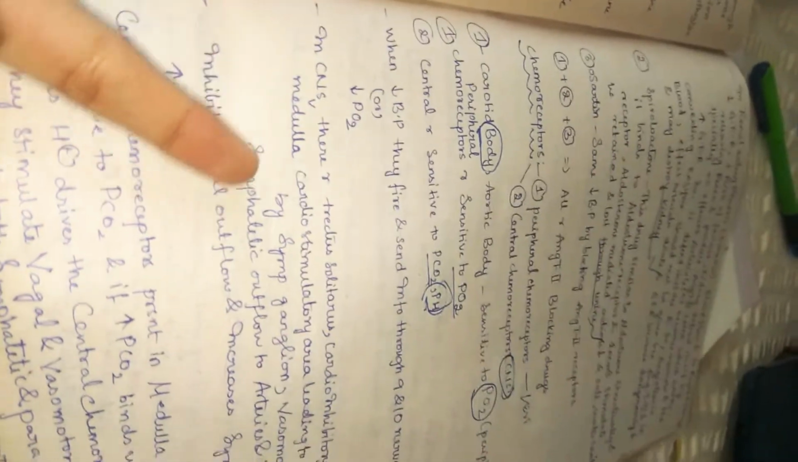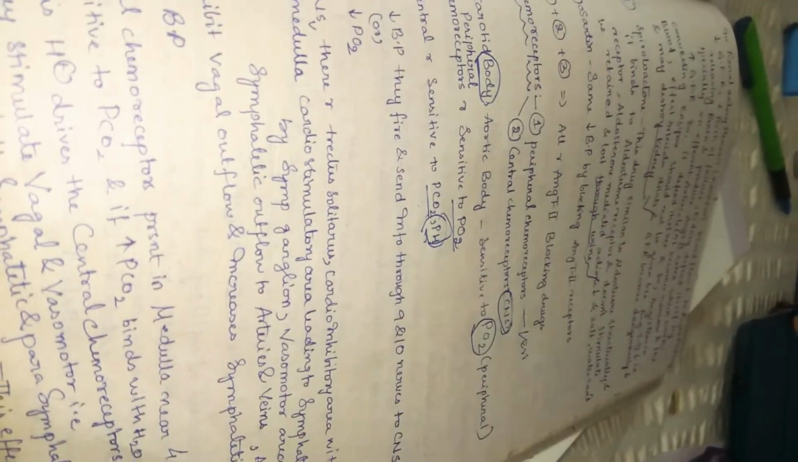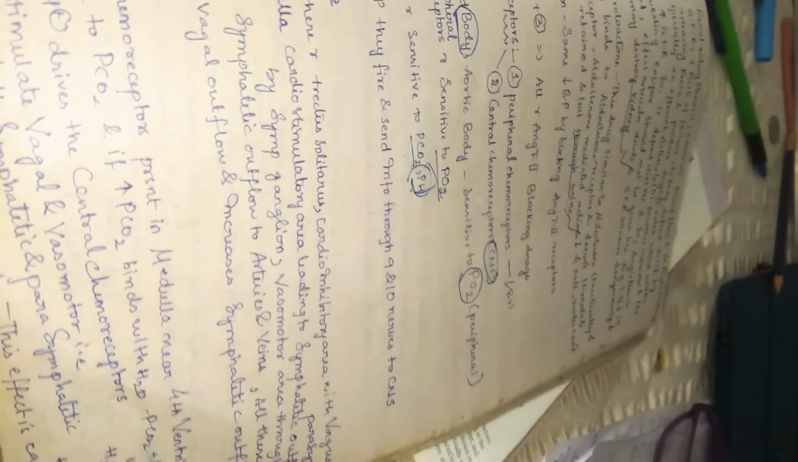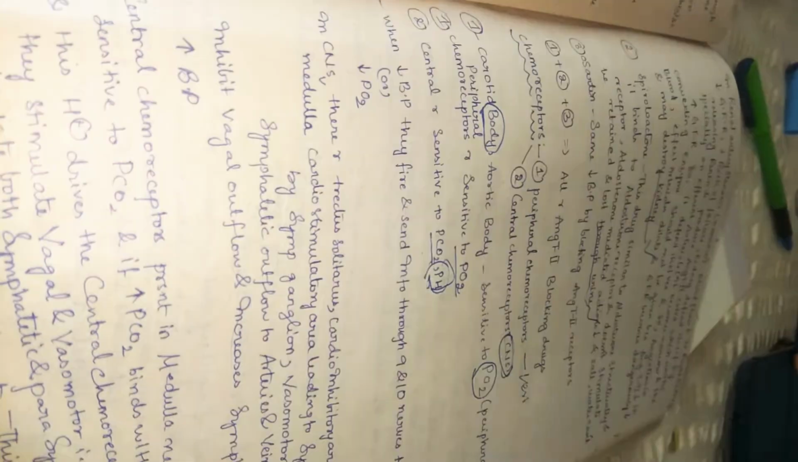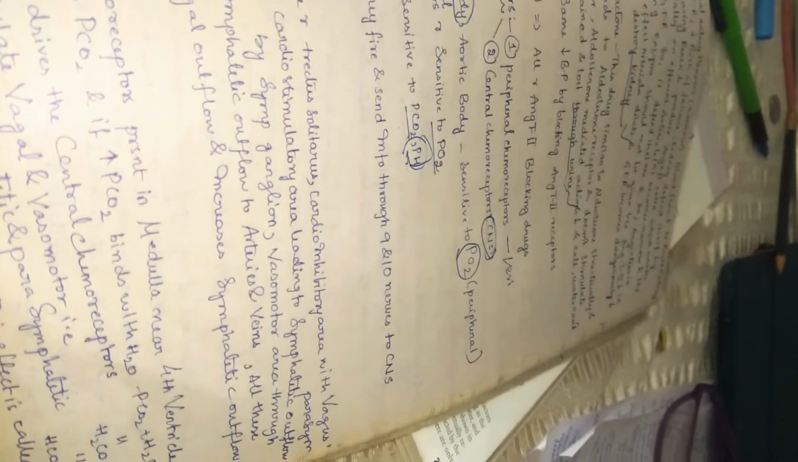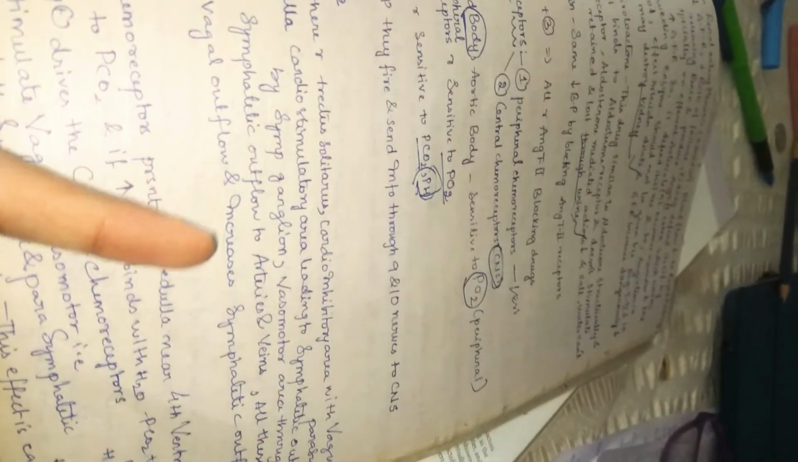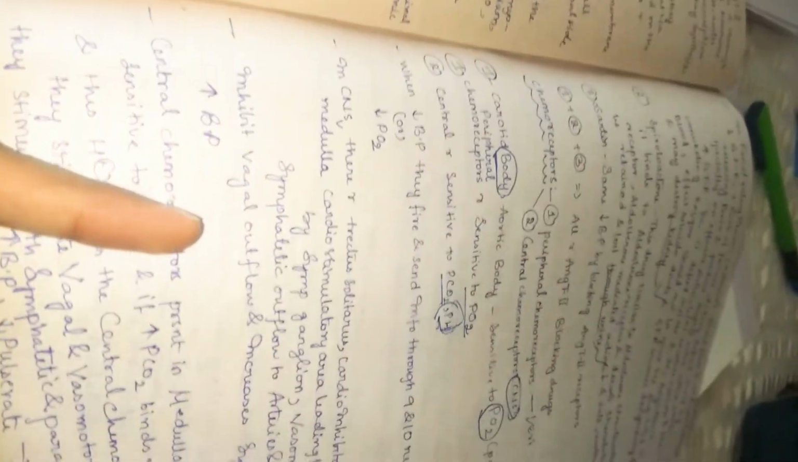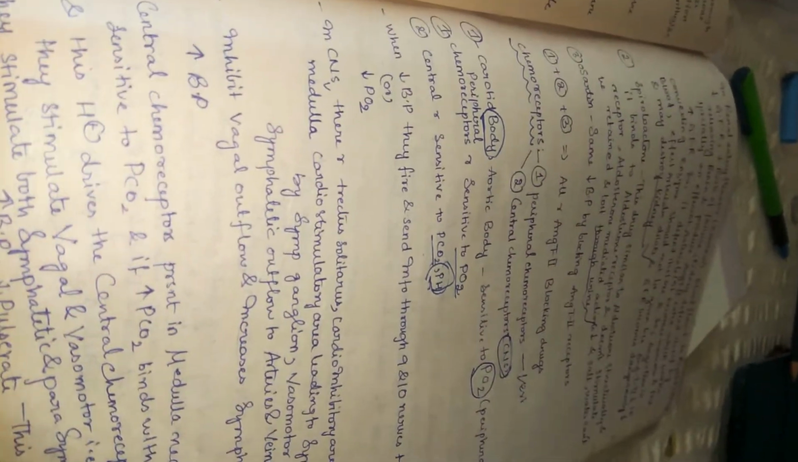In the central nervous system there is the tractus solitarius, we know, and also the cardiac inhibitory area with the vagus in the medulla. So the cardiostimulatory area leads to sympathetic outflow by the sympathetic ganglion, and the vasomotor area through sympathetic outflow to arteries and veins. All this inhibits the vagal outflow and increases the sympathetic outflow, and therefore increases the BP.